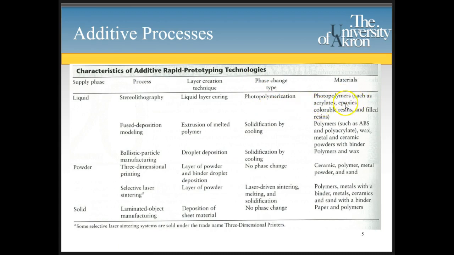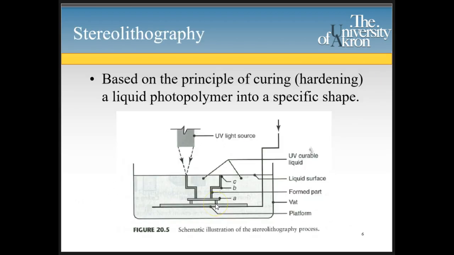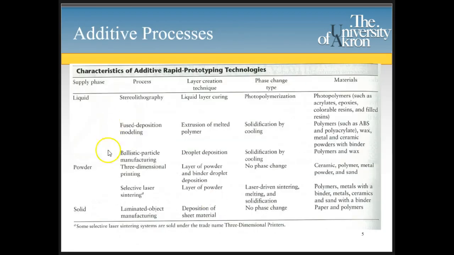It can use acrylics, epoxies, colorable resins, and filled resins. Pretty good, pretty strong, kind of brittle. These are mostly brittle materials, somewhat functional. Next, we have selective laser sintering, which is down here, and this involves a powder. So we use powder, and then we use a laser to basically melt the powder. And this type of additive manufacturing is actually used quite a bit in metals, but we're talking about polymers right now. But you can use polymers, metals, binders, ceramics, and sand with a binder.